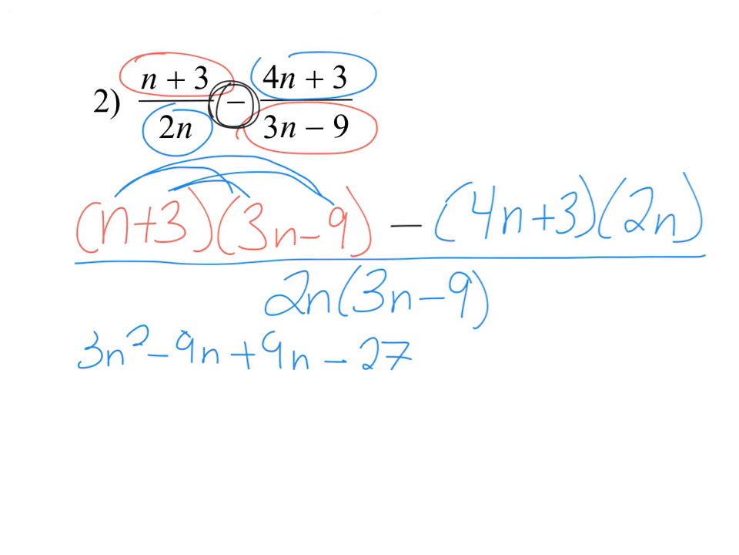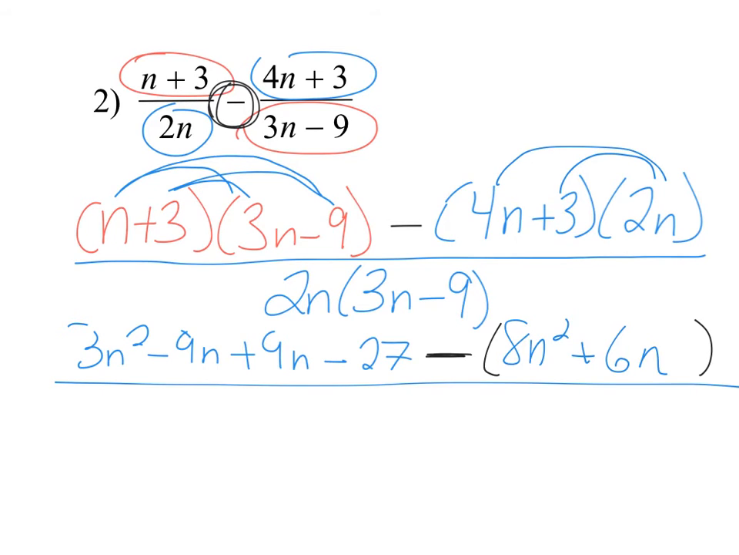So I'm going to keep that big obnoxious minus sign, and I'm going to keep what I get in parentheses so that I can go through and flip the signs after, especially if there's a foiling in the second part. You just want to be really careful you distribute to everything. So 2n times 4n is going to give me 8n squared. And then 2n times 3 is going to give me plus 6n. And all of this is still over 2n times 3n minus 9.